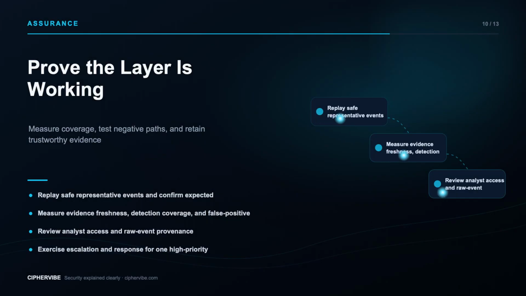A configuration screen is not assurance. Collect evidence that the intended control applies to the correct scope and that violations become visible. First, replay safe representative events and confirm expected detections. Second, measure evidence freshness, detection coverage, and false positive rate. Third, review analyst access and raw event provenance. Fourth, exercise escalation and response for one high-priority scenario.